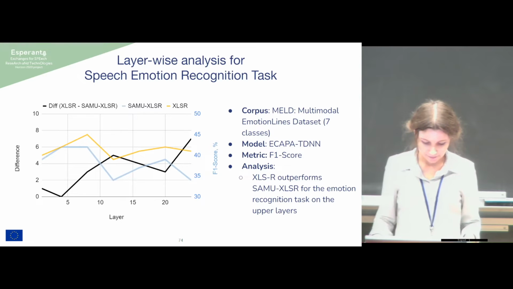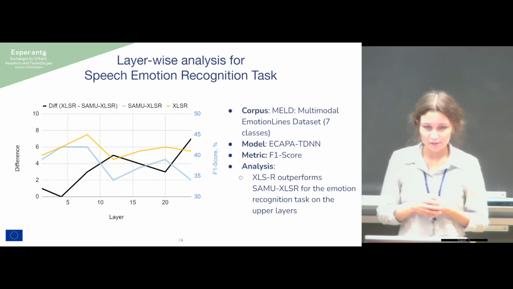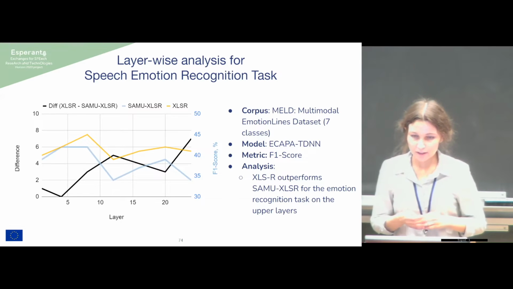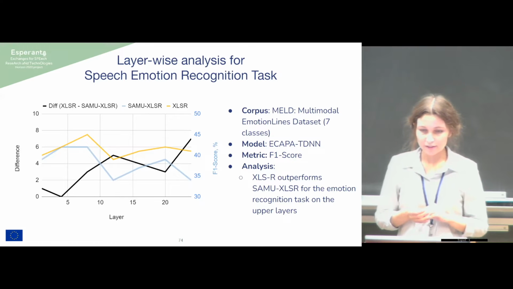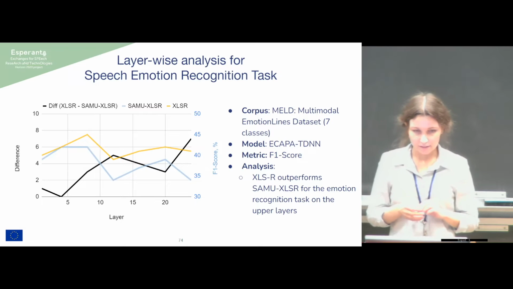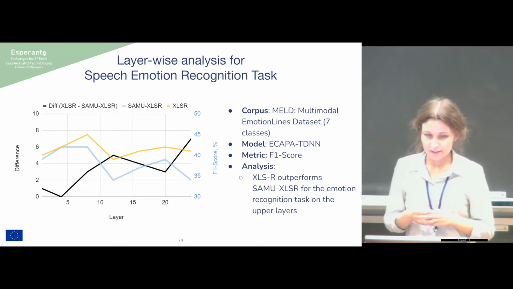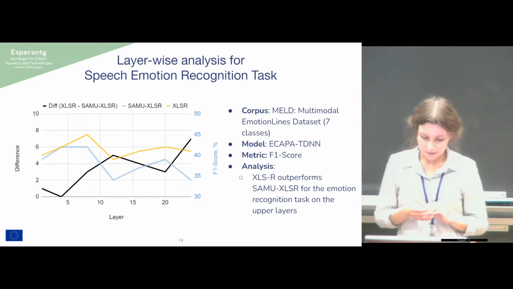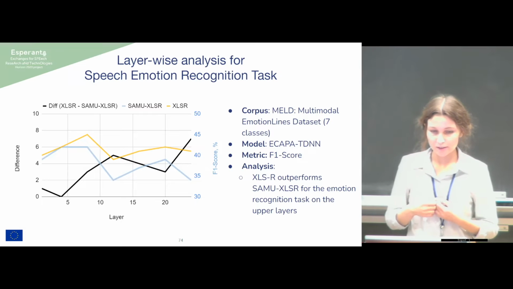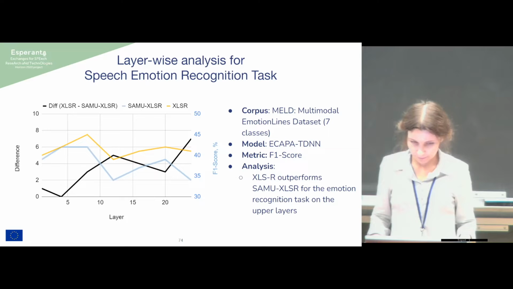For the next slide, we can see the results of speech emotion recognition experiments on the Multimodal EmotionLines dataset. The task is to classify emotions into seven classes, and the black line shows the differences between XLSR and SAMU XLSR performance in F1 score. So even if the results are quite noisy, we can see that there is some trend of suppression of the emotion information in the SAMU XLSR model.